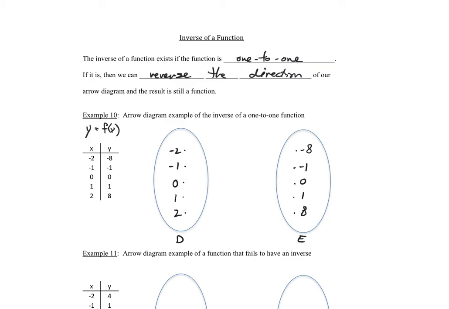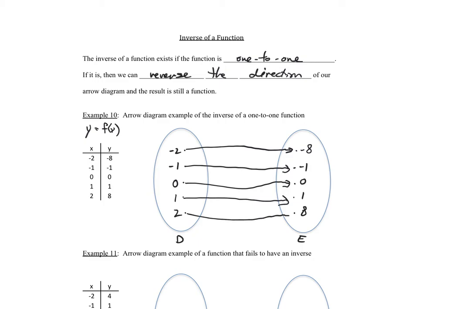So originally, in our situation over here, -2 gets mapped to -8. So let's put an arrow that goes like this. -1 maps to -1. 0 maps to 0. 1 maps to 1. And 2 maps to 8. So we had seen this example earlier.